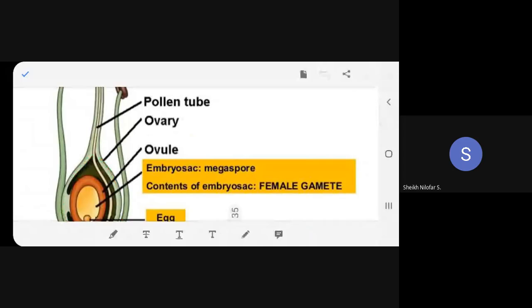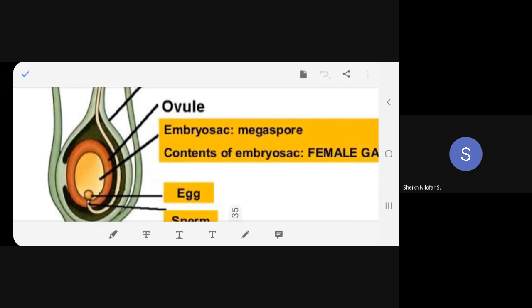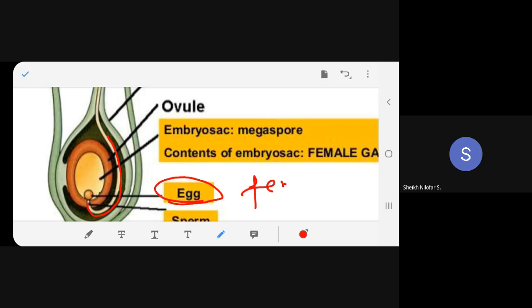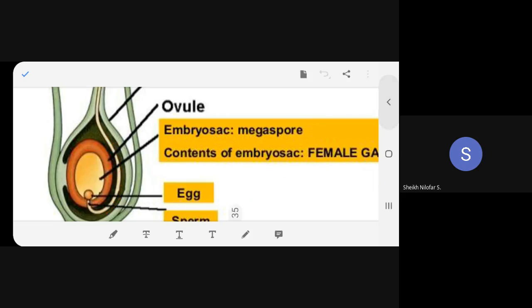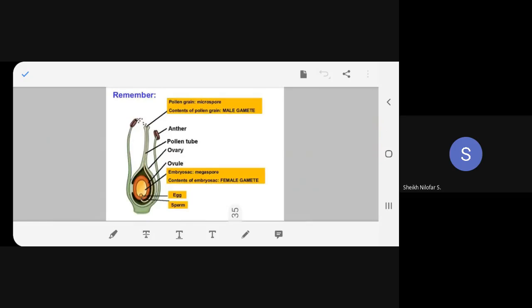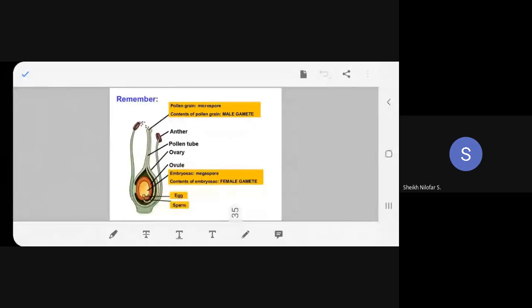Then the pollen tube goes down and fertilizes the egg cell. And what is the egg cell? The female cell, right? And the male cell is fertilizing with the egg cell. Got it? Any problem? No. Okay.